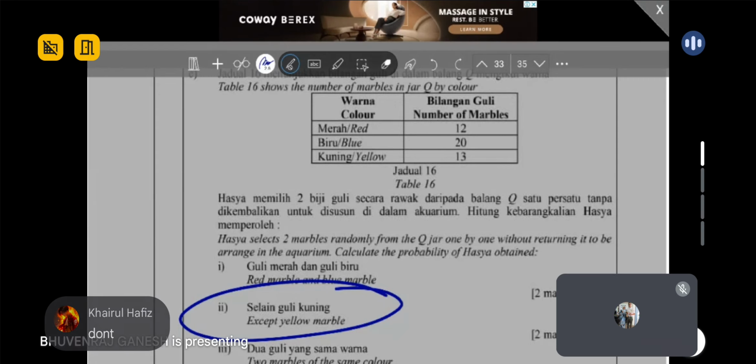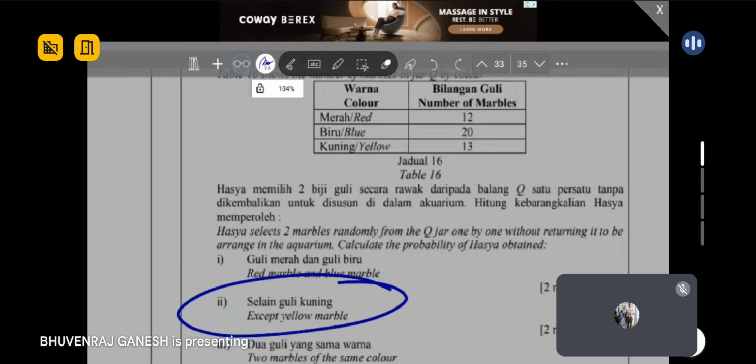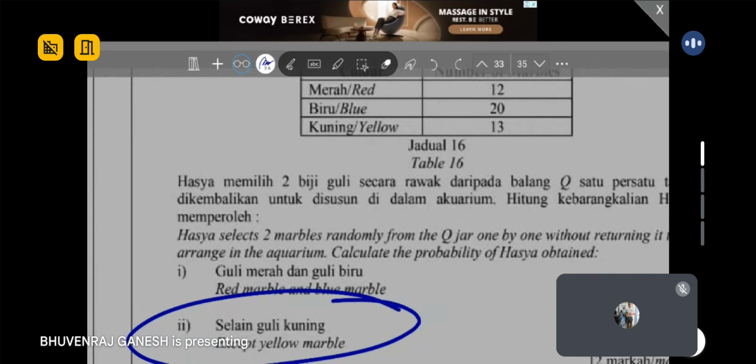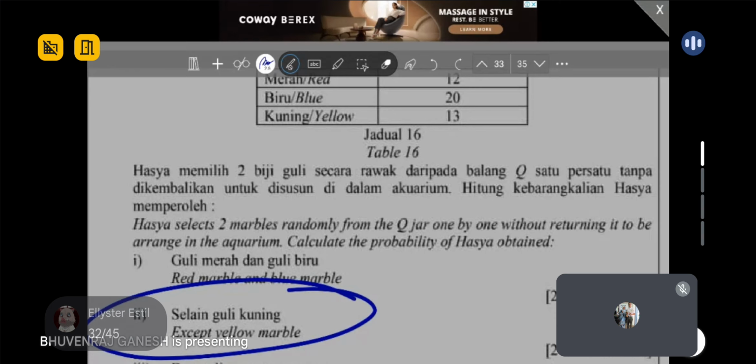3/11. Wait, let me check and see. Nope. The answer is not 3/11. Anyone else want to try? Soalan 2. What is your answers? Okay, so guys, they ask you accept yellow marble. No. They ask you accept yellow marble. Means what? Means that can be red, can be blue. Okay, boleh merah ataupun biru.